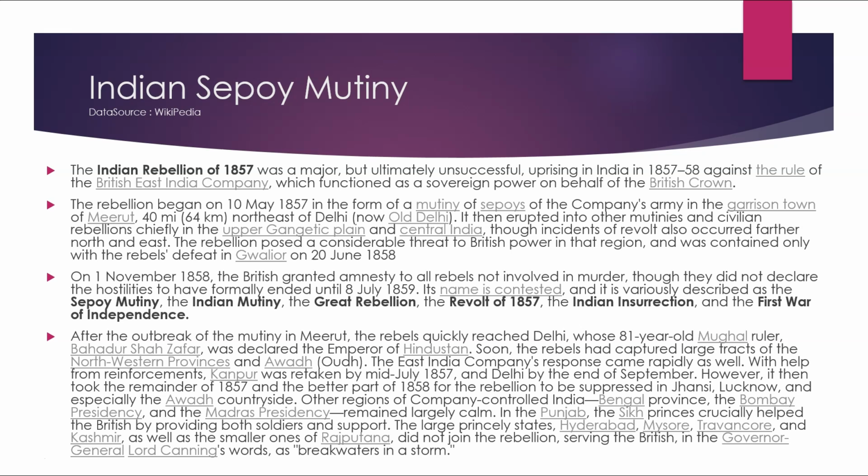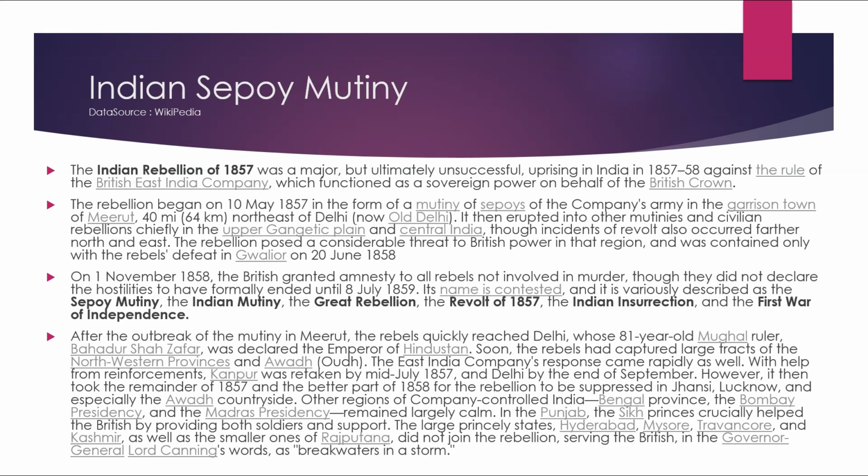After the outbreak of the mutiny in Meerut, the rebels quickly reached Delhi, whose 81-year-old Mughal ruler Bahadur Shah Zafar was declared the Emperor of Hindustan. Soon the rebels had captured tracts of the northwestern provinces and Awadh. The East India Company's response came rapidly as well. With help from reinforcements, Kanpur was taken by mid-July 1857 and Delhi by the end of September. However, it then took the remainder of 1857 and the better part of 1858 for the rebellion to be suppressed in Jhansi, Lucknow, and especially the Awadh countryside.